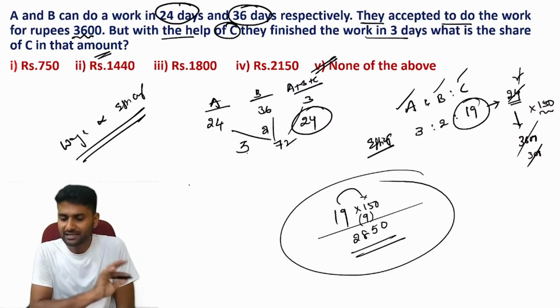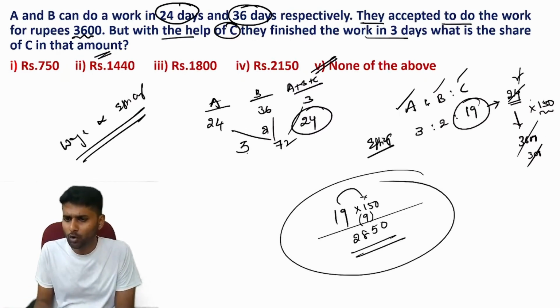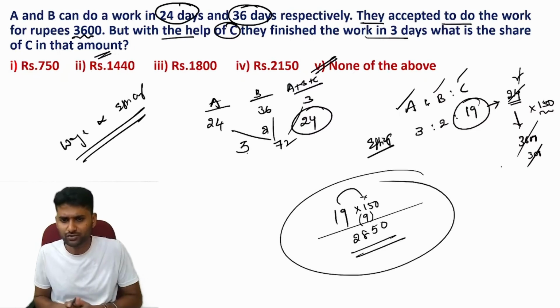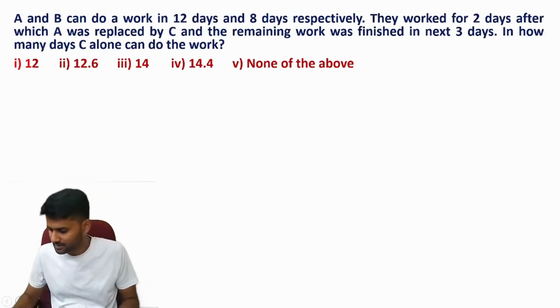Is it clear? See, wages is directly proportional to the efficiency. You should understand that point. If you know that point, according to all these calculations, you can solve this question. Try this question.